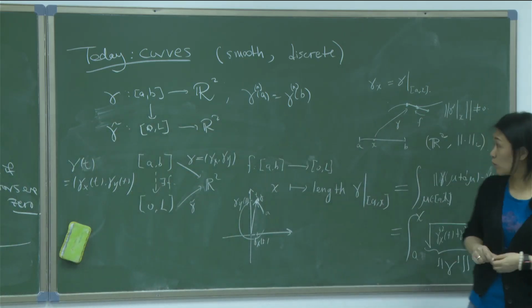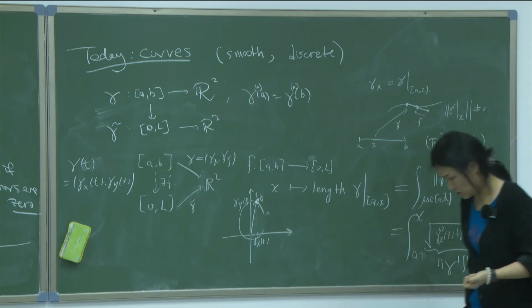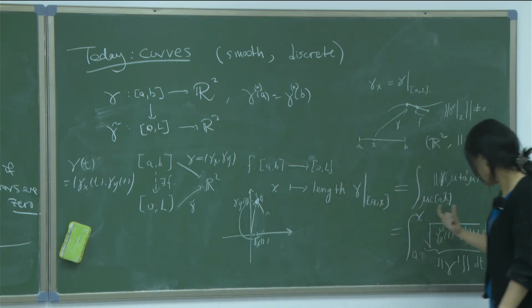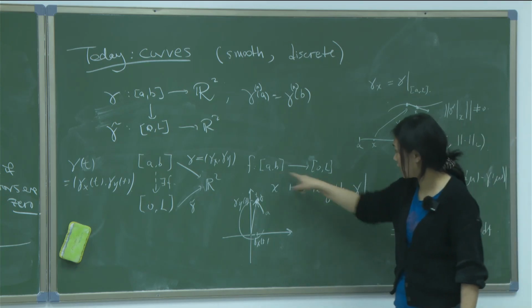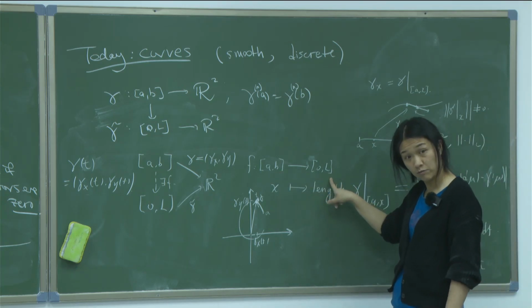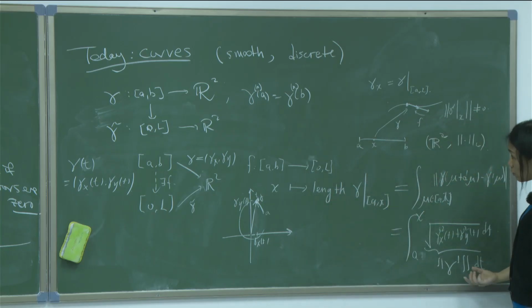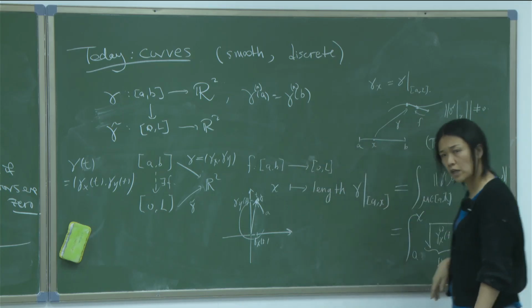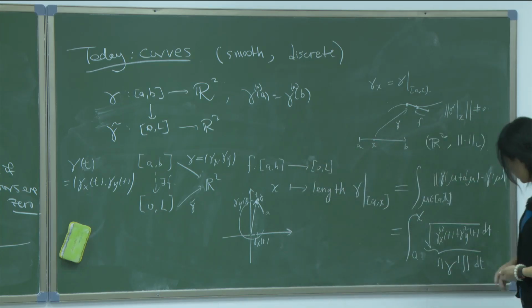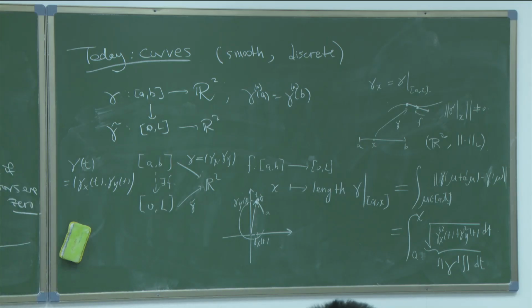We said we want something where gamma prime is never 0. If you take the derivative of the map and gamma prime is 0, then the map will have a point with zero derivative, which means it's not quite well defined. So when we restrict to the regular part, we also have a good inverse. That's why we need regular. And this thing is called arc length parametrization.